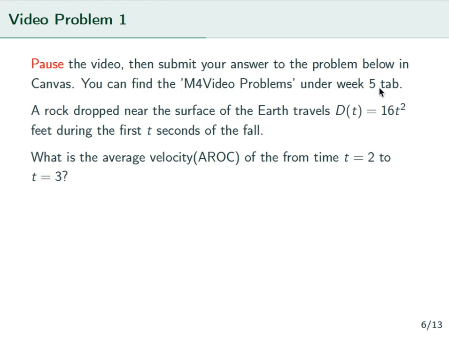A rock dropped near the surface of the earth travels according to this function, d of t equals 16 t squared feet during the first t seconds of the fall. So what is the average rate of change, or average velocity? Velocity is an example of rate of change, from time t equals 2 to 3 seconds. So basically find the average rate of change of this function 16 t squared between these 2 points. So pause the video, write it down on your own paper, and type the answer. Only type the numerical answer in Canvas.